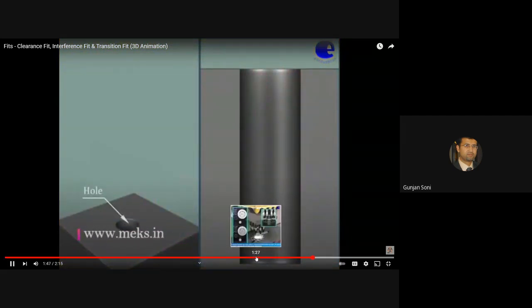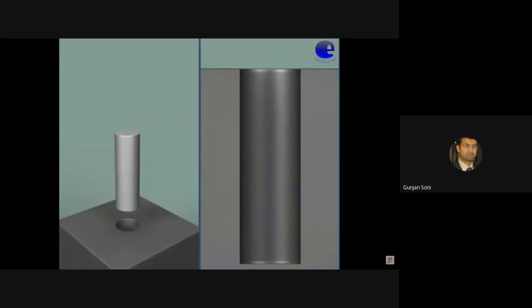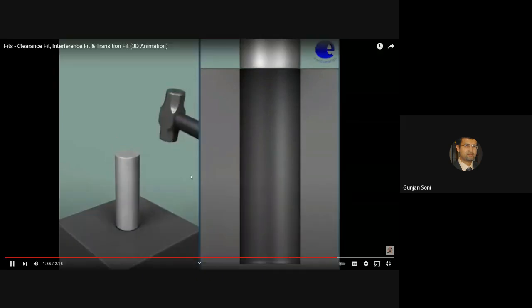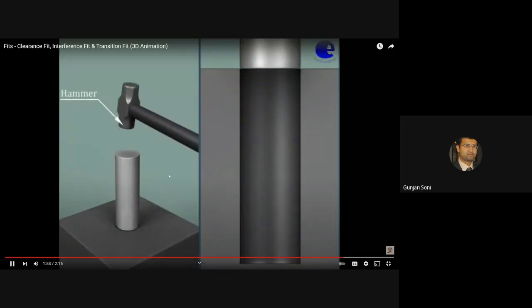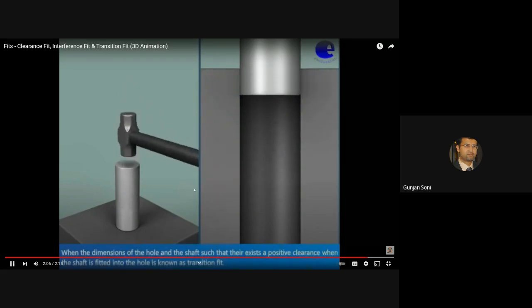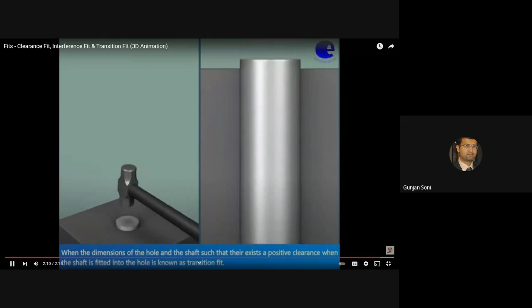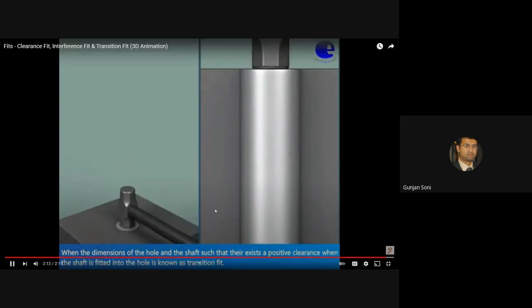Hole, shaft, hammer. For example, by hammering, insert the shaft into the hole and fix it. When the dimension of the hole and the shaft such that there exists a positive clearance when the shaft is fitted into the hole is known as transition fit.